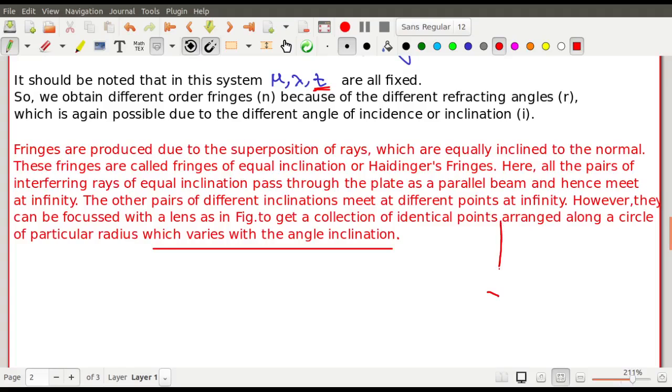Why is it not coming on the screen? It will come, something has happened. Okay, collection of identical points, to get a collection of identical points, right?